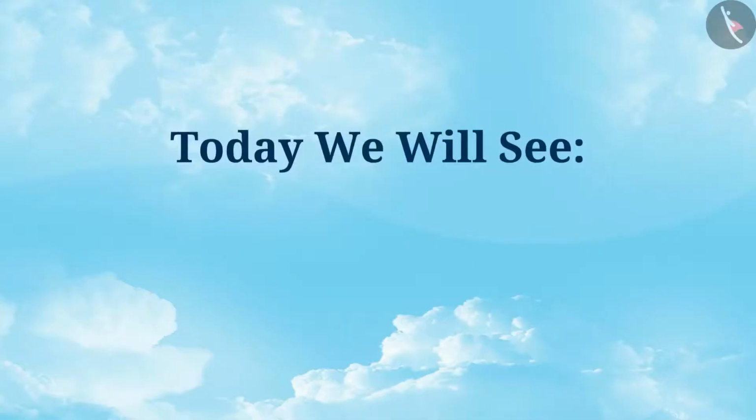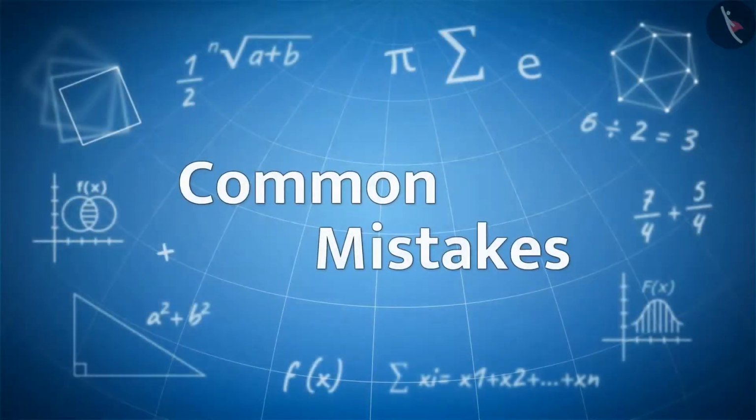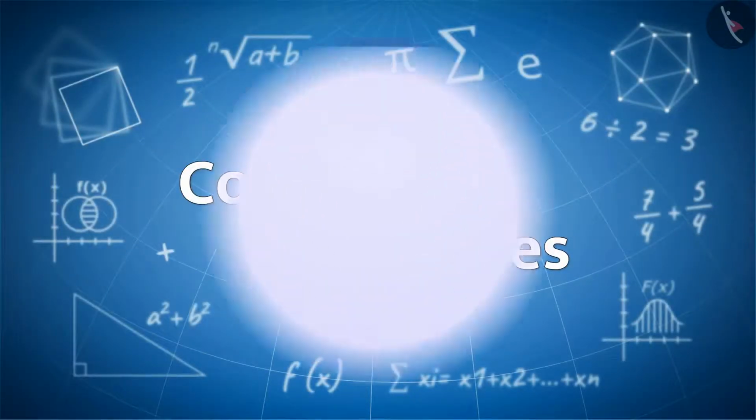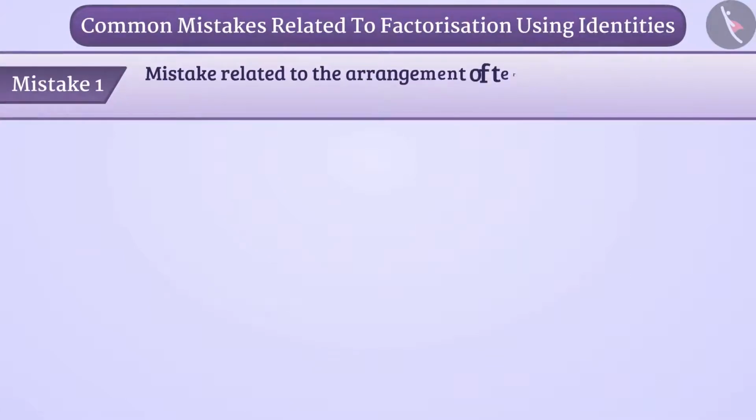Today we will see common mistakes related to factorization using identities. Mistake 1. Mistake related to arrangement of terms in algebraic expression.